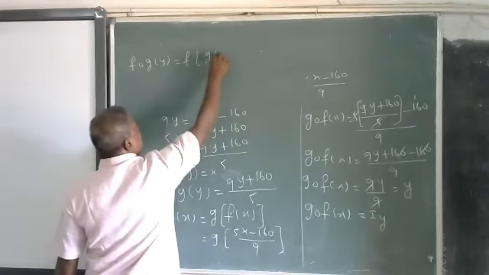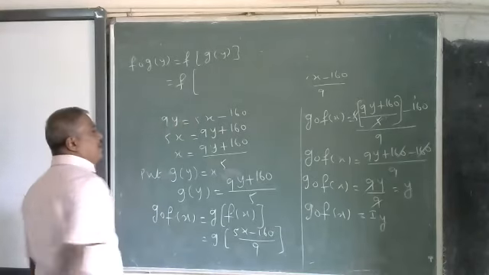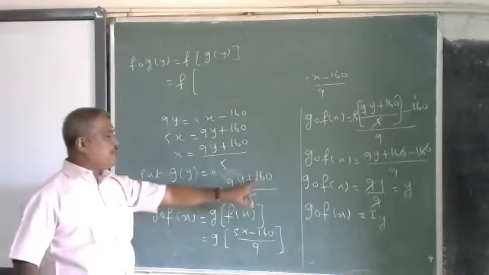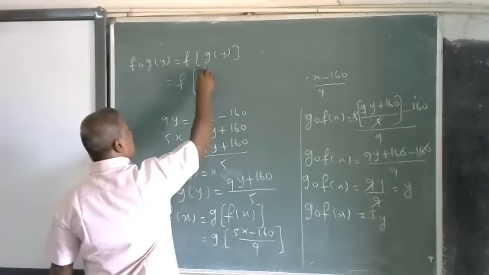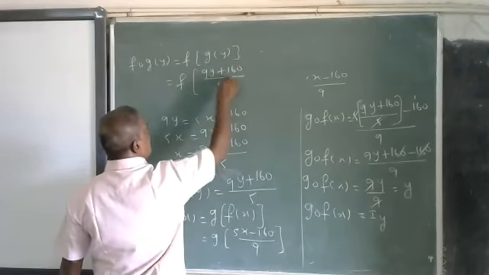F into g of y. What is g of y? g of y equals (9y plus 160) by 5.